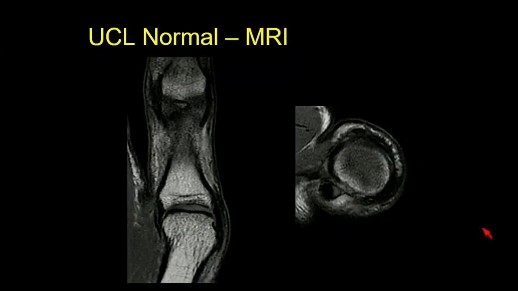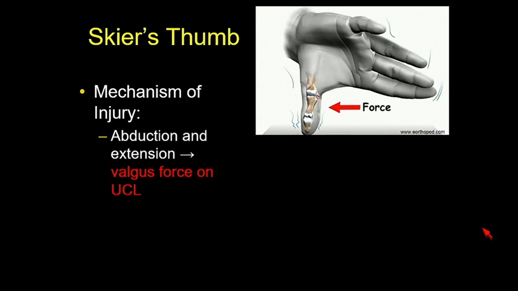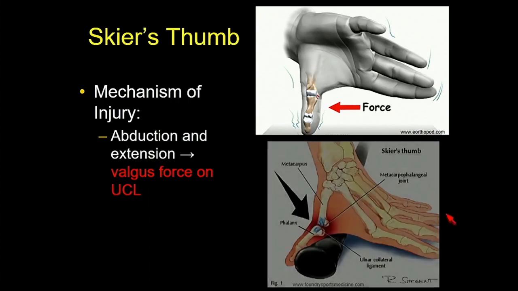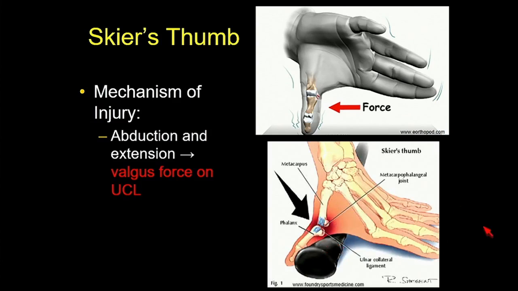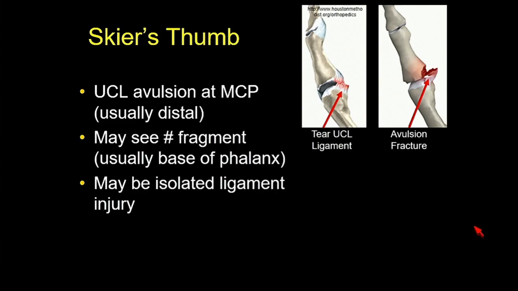So just to show you on MRI, we can see the ulnar collateral ligament nicely here, and the adductor aponeurosis is right on top of it as a thin band. Skier's thumb is typically an abduction, an extension, or a valgus force on the ulnar collateral ligament, and this typical situation is landing on top of a ski pole like that. There's a spectrum of injuries.